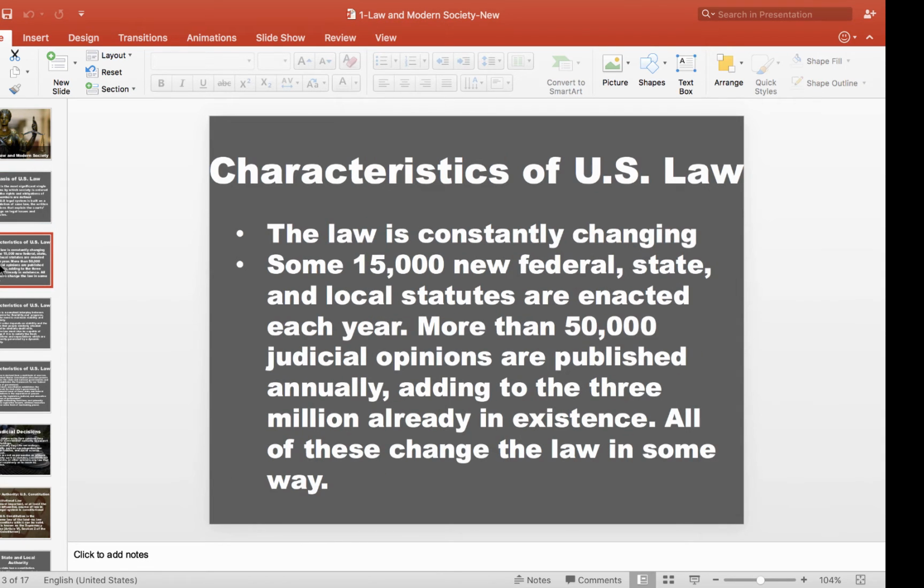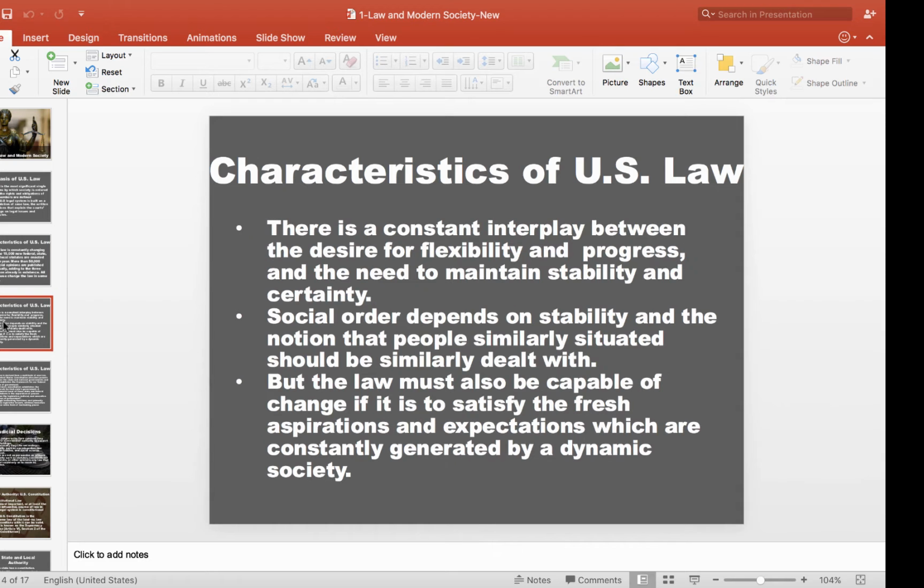Now, there are some characteristics of U.S. law, and to a certain extent this exists in other countries as well, but U.S. law has about 15,000 new federal, state, and local statutes that are enacted each year. And there are more than 50,000 judicial opinions that are published each year, and that adds to almost 3 million that are already in existence. And all of these statutes or laws and judicial opinions change the law in some way.